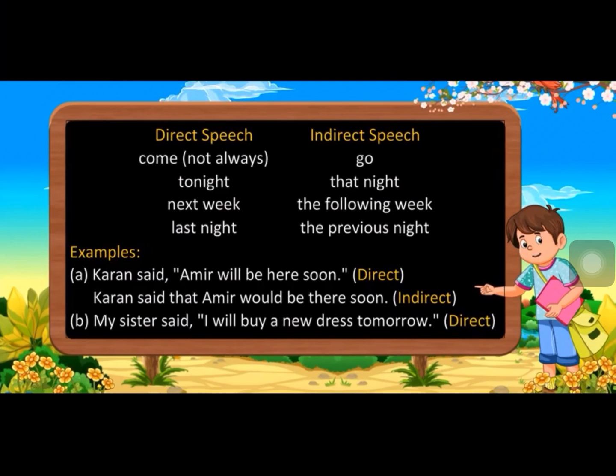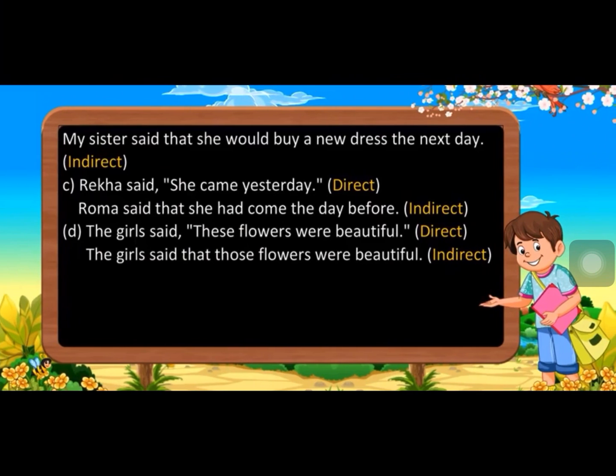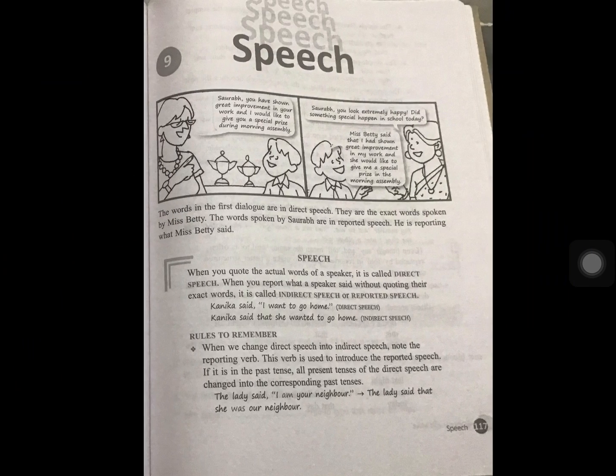Come, go not always; as per the situation the word may change. Tonight, that night. Next week, the following week. Last night, the previous night. Examples. Karan said, Amir will be here soon. Karan said that Amir would be there soon. Will changes to would, here changes to there. My sister said, I will buy a new dress tomorrow. My sister said that she would buy a new dress the next day. Tomorrow changed to the next day.